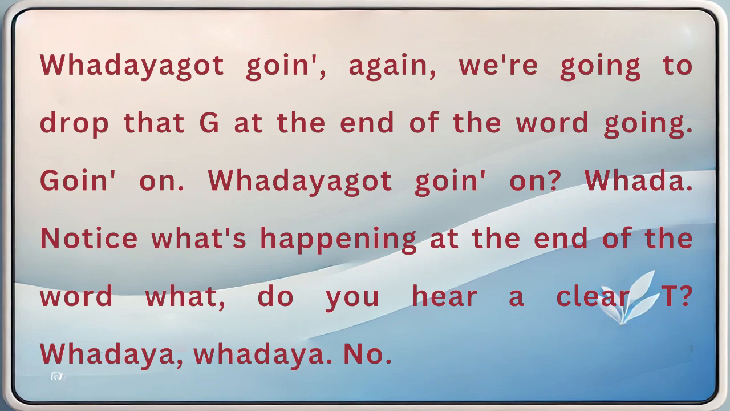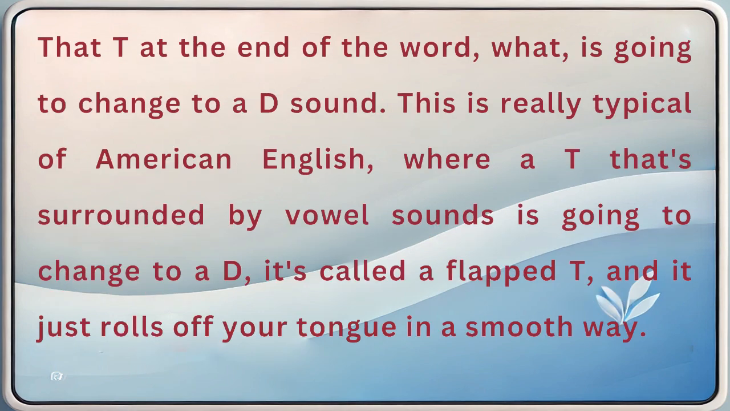Again, we're going to drop that G at the end of the word going. Going on. What do you got going on? Whata. Notice what's happening at the end of the word what. Do you hear a clear T? Whata ya? No. That T at the end of the word what is going to change to a D sound. This is really typical of American English, where a T that's surrounded by vowel sounds is going to change to a D. It's called a flapped T, and it just rolls off your tongue in a smooth way.